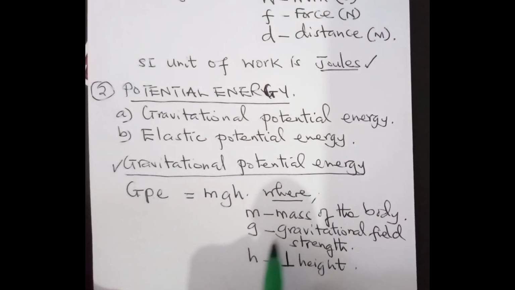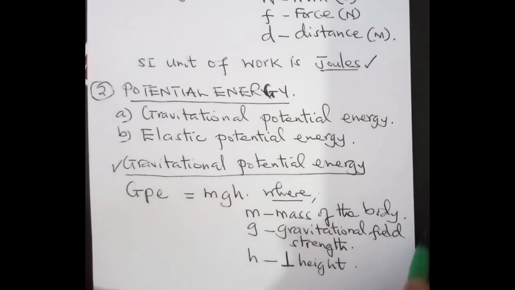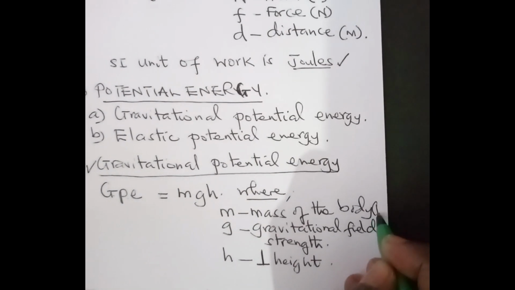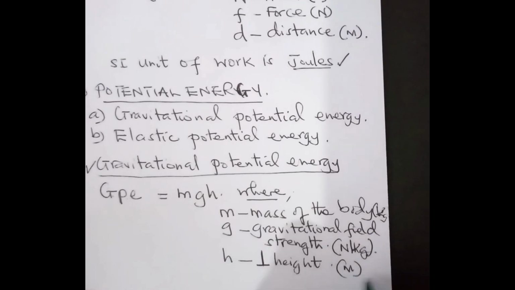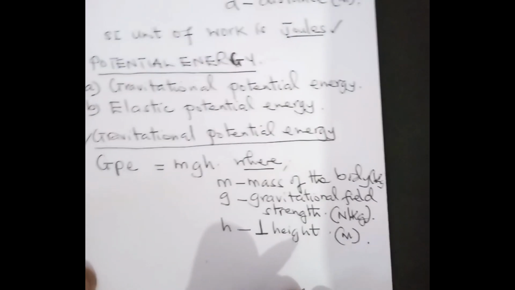Now, the mass of the body should be in kilogram. Then gravitational field strength in newton per kilogram. Then the height should be in meters since it's distance.